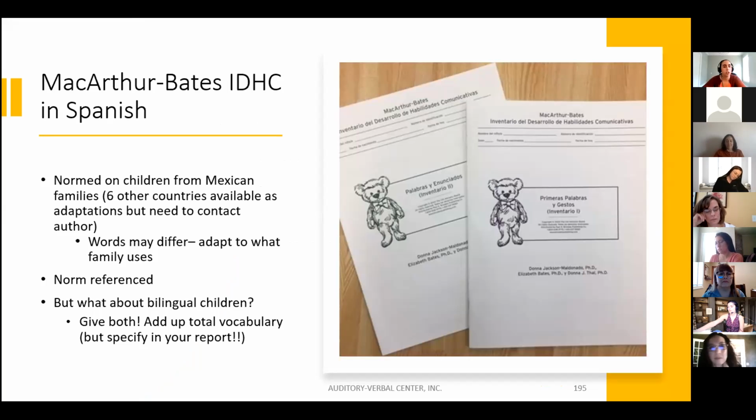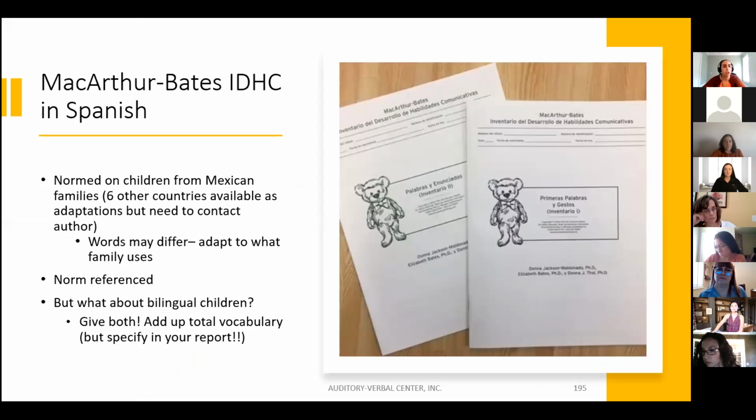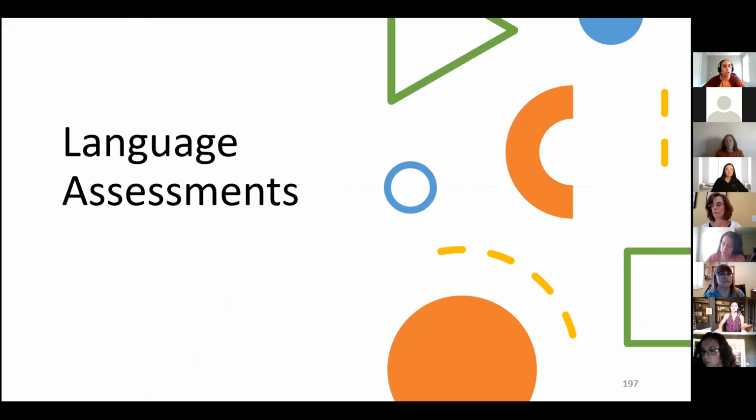So here's their total number of words in Spanish and English. You can see a lot of the words overlap, because the Expressive Receptive One Word is not a vocabulary inventory by any means. It's more just looking at how this child's vocabulary compares to peers. Whereas with the MacArthur-Bates, you're really looking at the total number of words that this child understands and says. So again, I don't love giving scores with the MacArthur-Bates, but the more technical way to do it would be to report the total vocabulary.